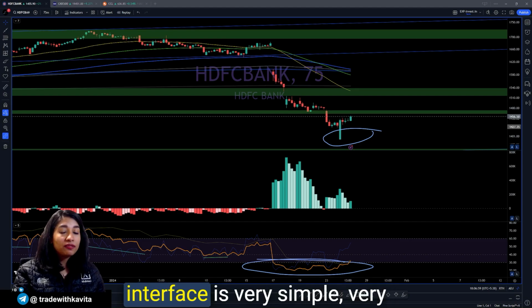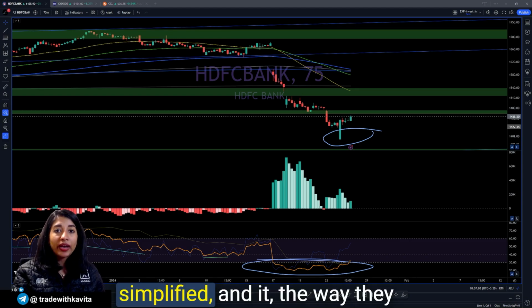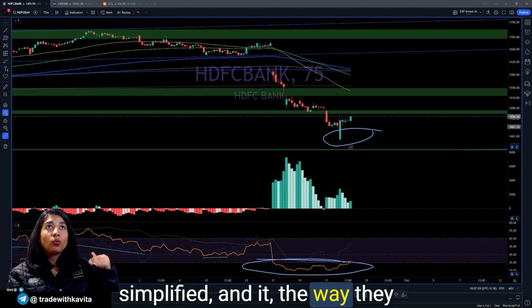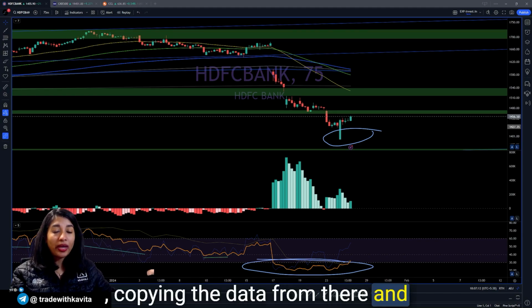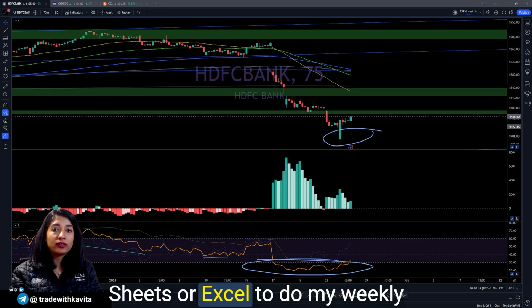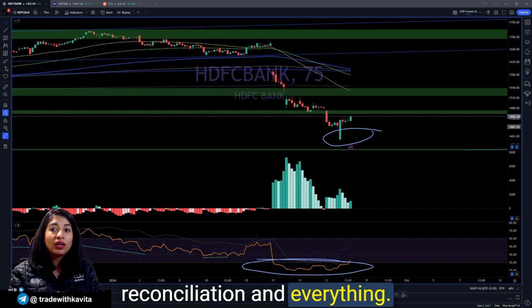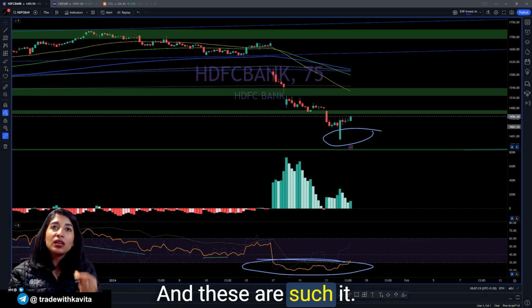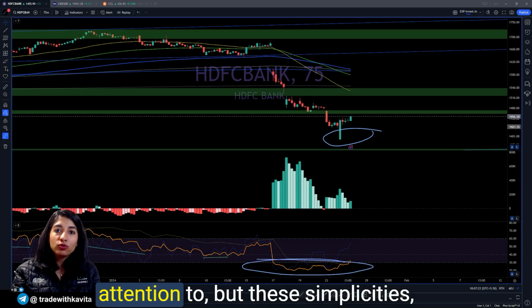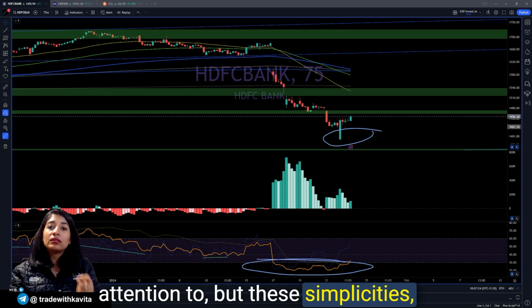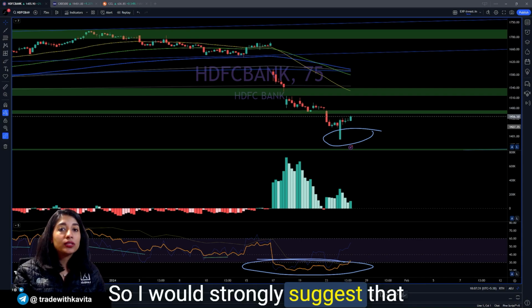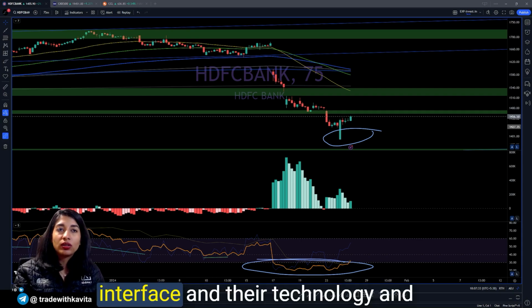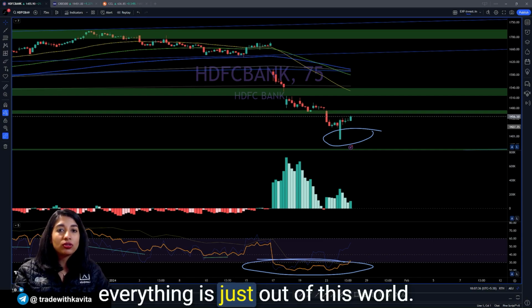Their user interface is very simple, very simplified, and the way they have designed their interface, copying the data from there and pasting it into different Google Sheets or Excel to do my weekly reconciliation and everything, it's just super simple. And these are such small things that we don't pay attention to, but these simplicities, at least as an active trader, make my life really easy. So I would strongly suggest that you just go for Zerodha. Their user interface and their technology and everything is just out of this world.